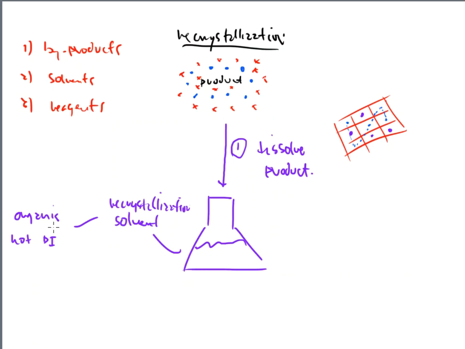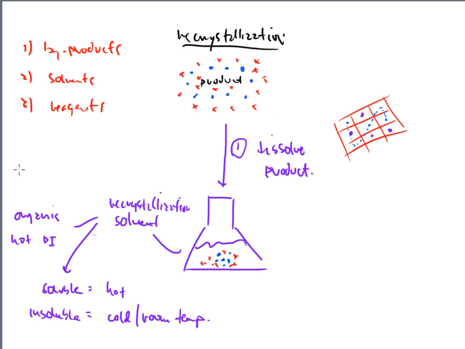When I pick out a recrystallization solvent, what I really like to see here is the substance is soluble in the hot solvent, but it's insoluble in cold or room temperature solvent. And what this allows me to do, it allows me to take my product, there we go, and it allows me to take my impurities, and it allows me to dissolve them.